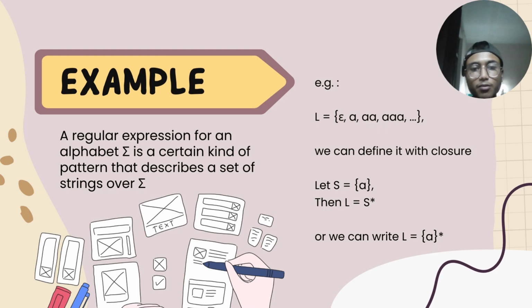We can define it with the closure. So let's say S equals the set of A, and also L equals S prime, which is the one that will close the prime. Or we can also write it as L equals the set of A, with a prime.